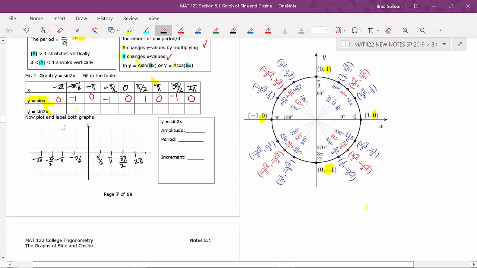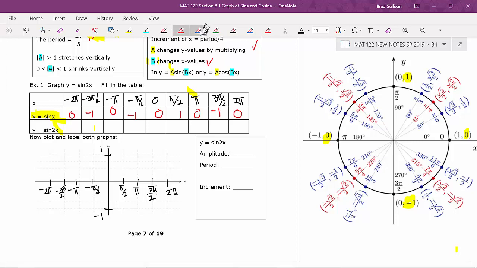Now the amplitude is going to be 1 on this, so we need to go all the way up to 1 and then down to negative 1. That's all you need to put on the y-axis. Now let's plot these points from the table of values. I'm just following the table. And this will take us through 2 periods like this. So again, these are your 5 key points that we're plotting on this.